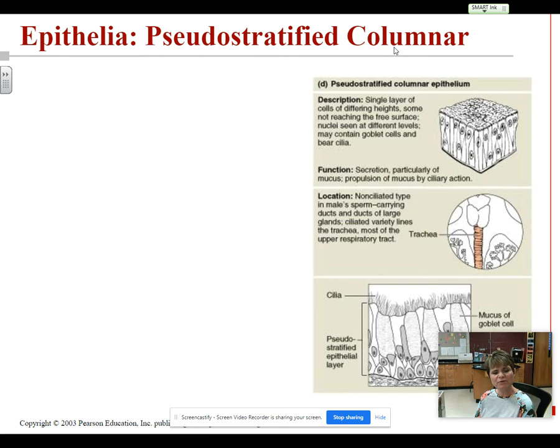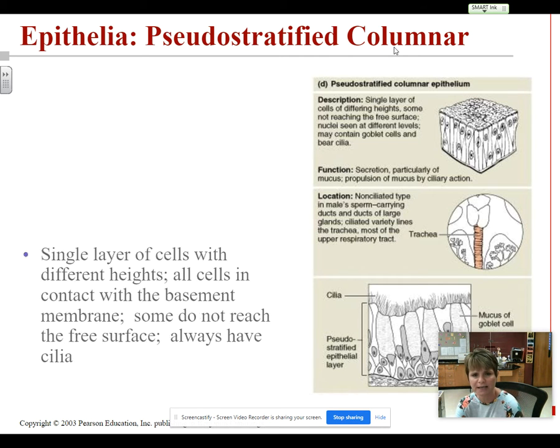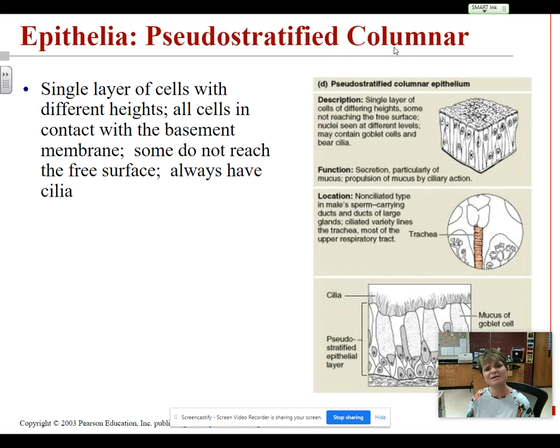So basically, this tissue doesn't really have many layers, but maybe it looks like it does. That's why it's called pseudostratified. It's also sometimes called ciliated columnar, and we'll see why that is in just a second. Basically this is a single layer of cells. So this is actually a simple tissue. It is only one layer of cells. However, because the cells are at different heights, it looks like it is stratified. It really is not stratified, but it looks like it is.